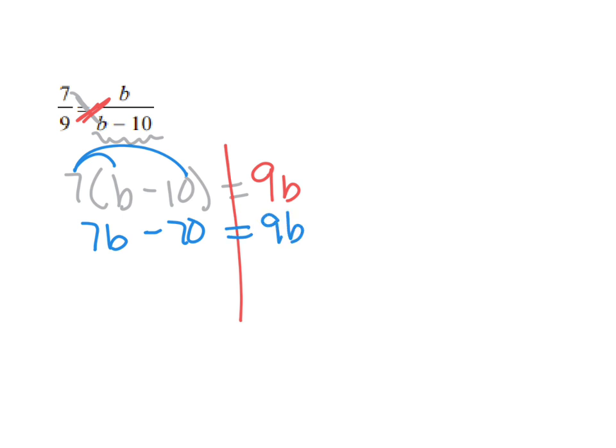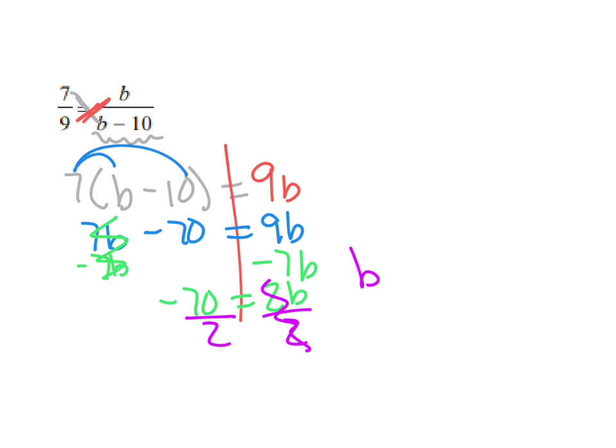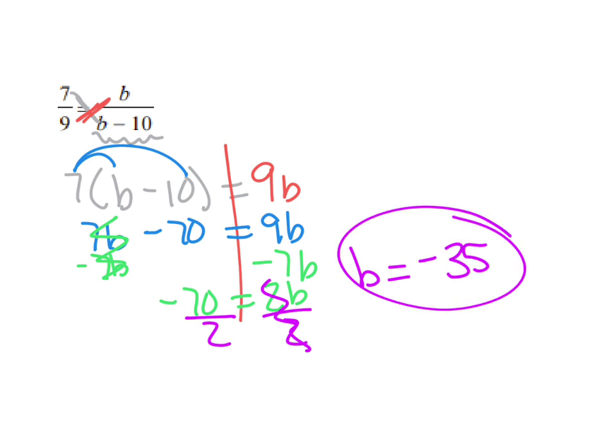We want to get our variables on one side. So I'm going to subtract 7b. That way this will cancel. So we'll have negative 70 equals 9b minus 7b is 2b. And then for our last step, we're going to divide. So we'll divide by 2. This will cancel. So b equals, so negative 70 divided by 2 is negative 35. b equals negative 35.